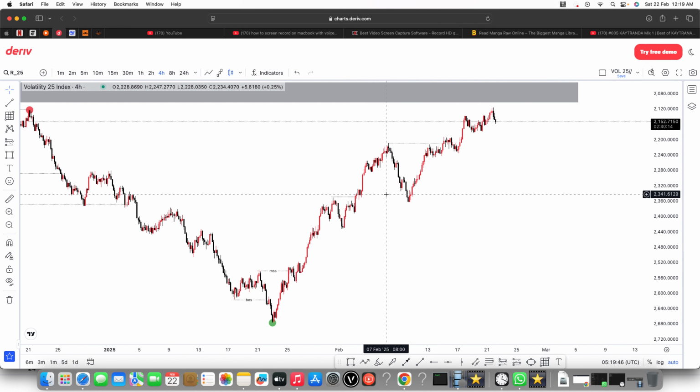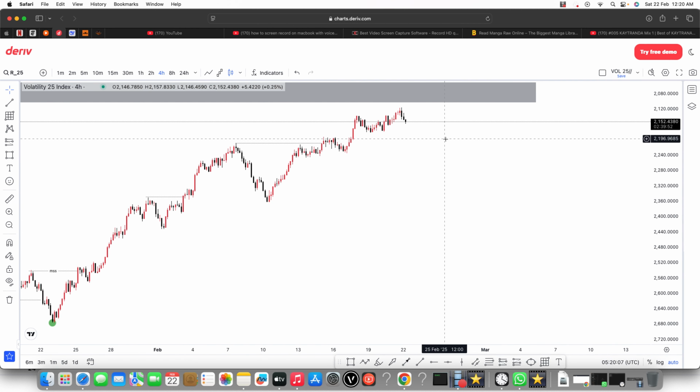Mind you, this might be the 4-hour time frame. However, the same strategy that I use here is the exact same thing that you would do if you were on the 1-minute time frame, 5-minute time frame, or even the 15-minute time frame.